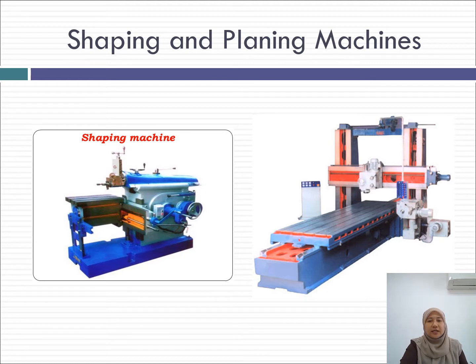On the right hand side is the planing machine, or we just simply call it a planer. Cutting speed is achieved by a reciprocating work table that moves the part past the single point cutting tool. So the work table moves reciprocating, move back and forth. The construction and motion capability of a planer permits much larger parts to be machined than a shaper. So you can see the difference between shaper and planer. In a planer, actually you can cut a bigger workpiece.